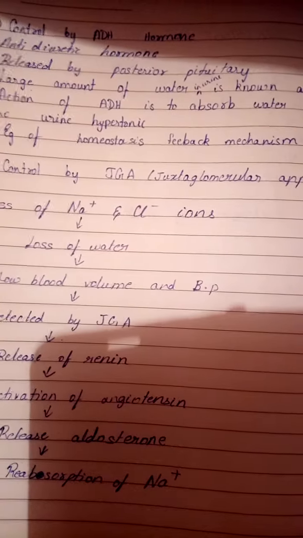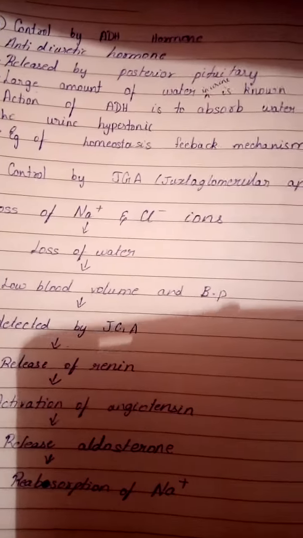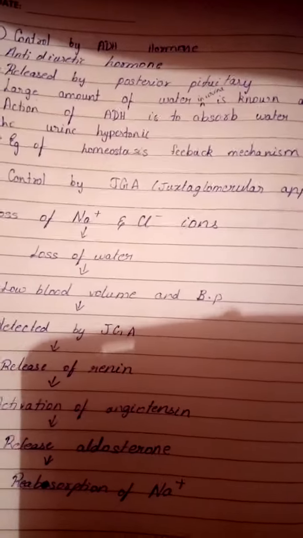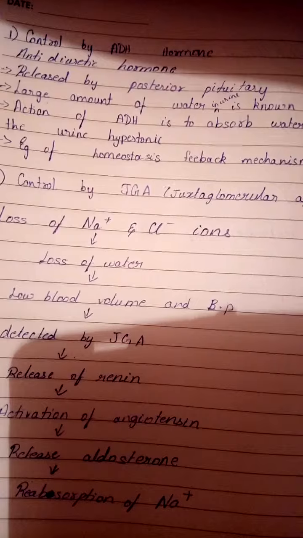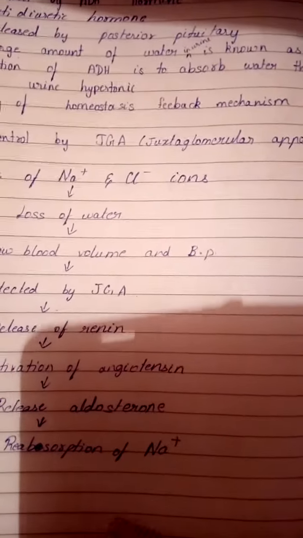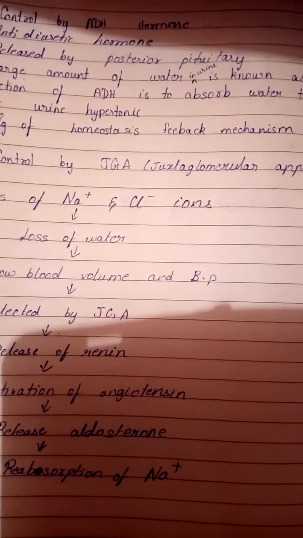stimulates reabsorption of Na+ and water by acting on the distal convoluted tubule, that is DCT. This increases blood volume and blood pressure, completing the feedback circuit. That is, Na+ is being reabsorbed by aldosterone.